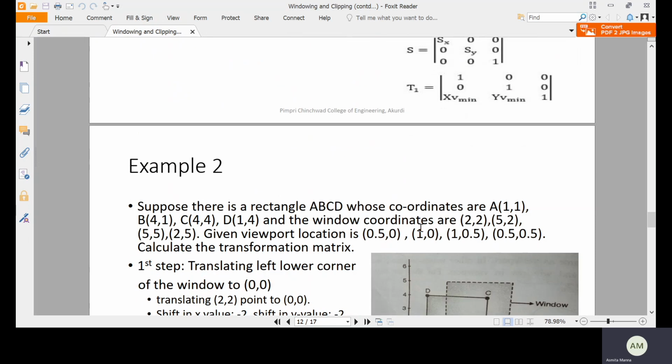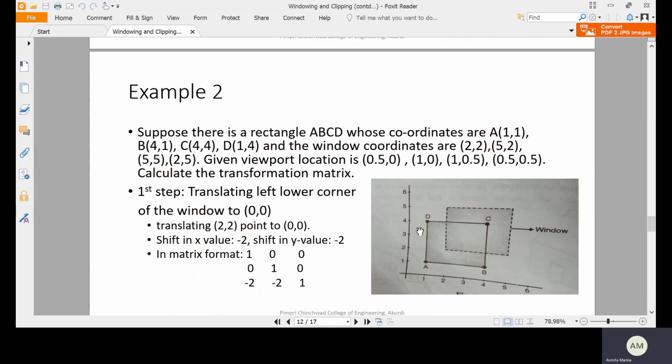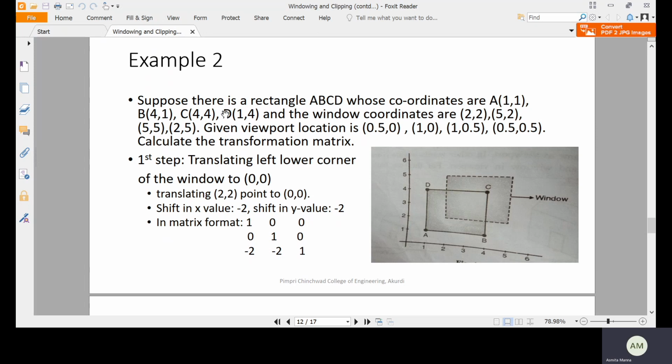So now we will check one example of how to perform the viewing transformation using the matrix. Suppose there is a rectangle ABCD whose coordinates are A (1,1), B (4,1), C (4,4), D (1,4), and the window coordinates are (2,2), (5,2), (5,5), (2,5). Given the viewport location is (0.5,0), (1,0), (1,0.5), (0.5,0.5). We have to calculate the transformation matrix.